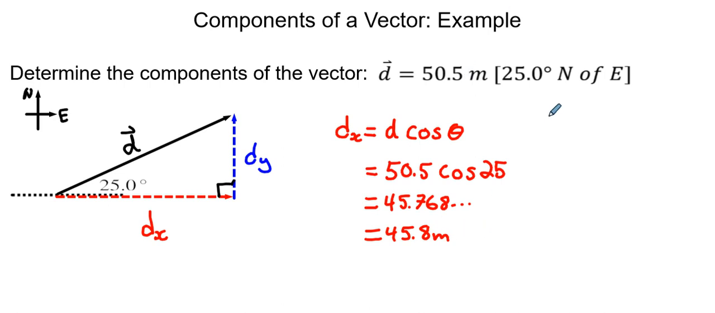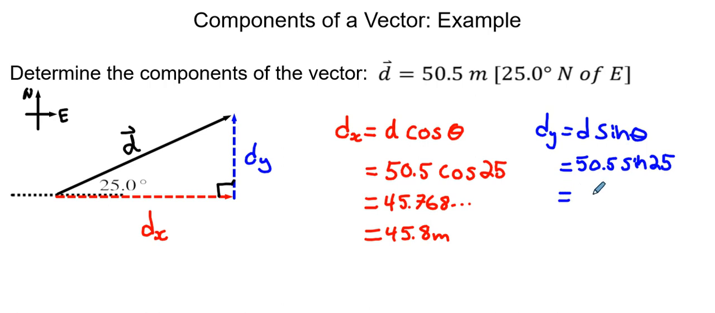Likewise, for the dy, this would be d, and it would be sine theta. The derivation for both this and the first equation for dx are contained in a previous video if you're interested in looking at that. And we can again substitute. This is 50.5 sine of 25. And once again, I'd be tempted, if I had to use this in the next step, to simply leave it in that form, because that form is probably nicer to write down repeatedly than the decimal equivalent.